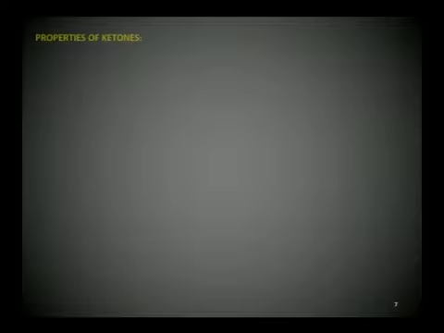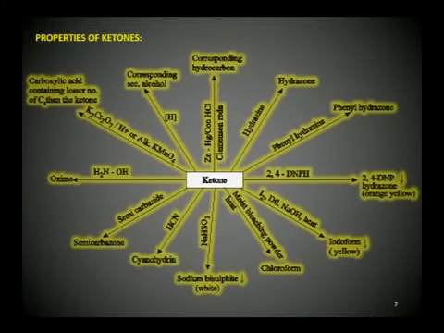Now, let us see the properties of ketones. So, here also we shall go on with ketone in the center, and let us see the properties in a clockwise direction. So here the first reaction, that is when ketones are reduced in the presence of zinc amalgam and concentrated HCl, we get the corresponding hydrocarbons. This reaction is called Clemmensen reduction.